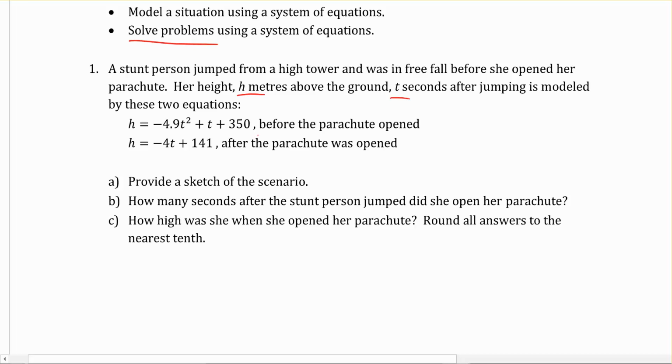Before the parachute opens, they're accelerating, so it's going to follow that one. And then after the parachute opens, it's going to be a constant velocity, so it's going to be that one. So provide a sketch of the scenario.